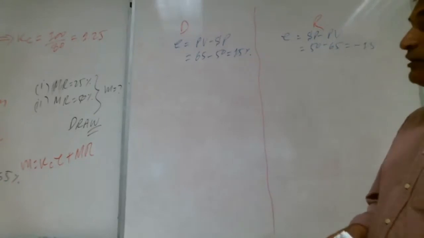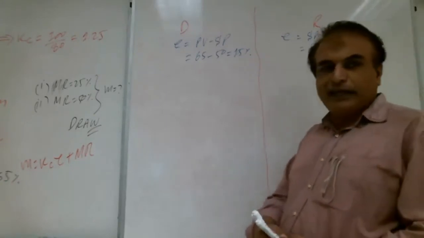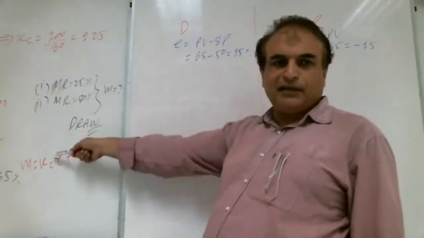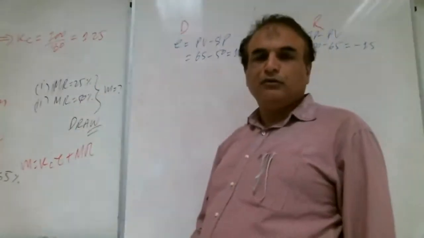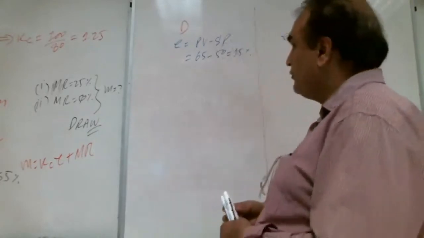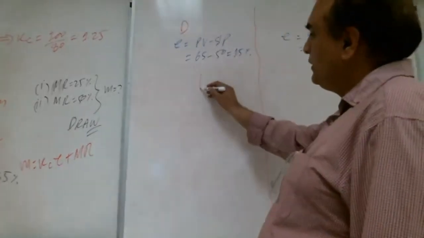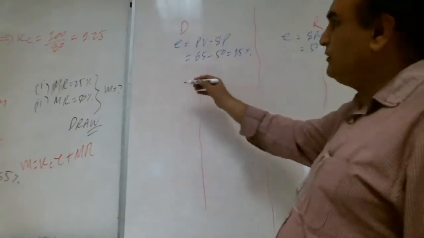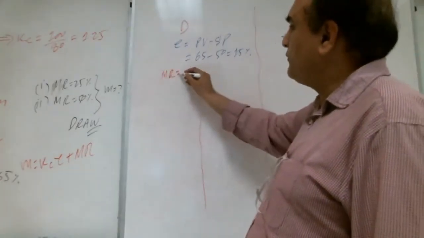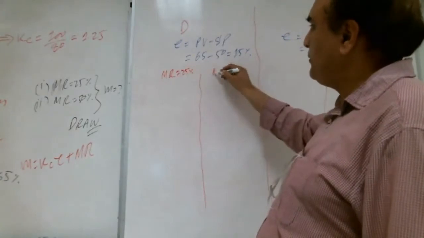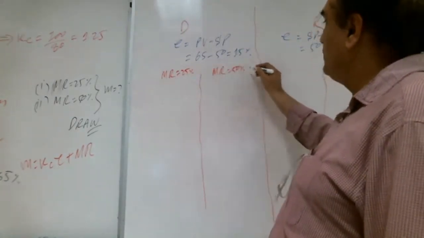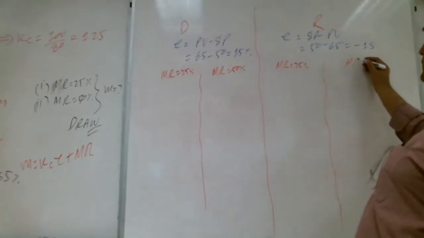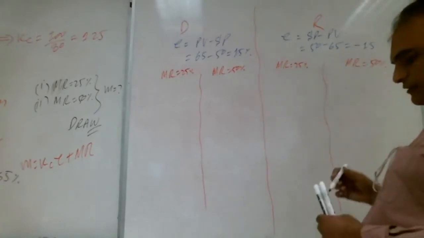Yeah, that's good. Okay. Now, how many MR do we have? How many MR we have, Shabab? 2. So again, we need to divide into 2. Here MR 25%, here MR 50%. Here MR 25%, here MR 50%. Right, Shabab?